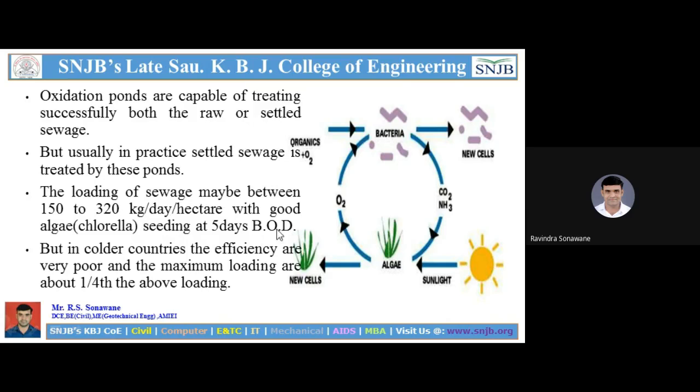So at the 5-day BOD, with good algae, also called Chlorella, the loading can be about 150 to 320 kg per day per hectare. But in colder countries, efficiency is very poor and the maximum loading is about one fourth of the above loadings, so the value should be much lower. It is one fourth of the above-mentioned value.